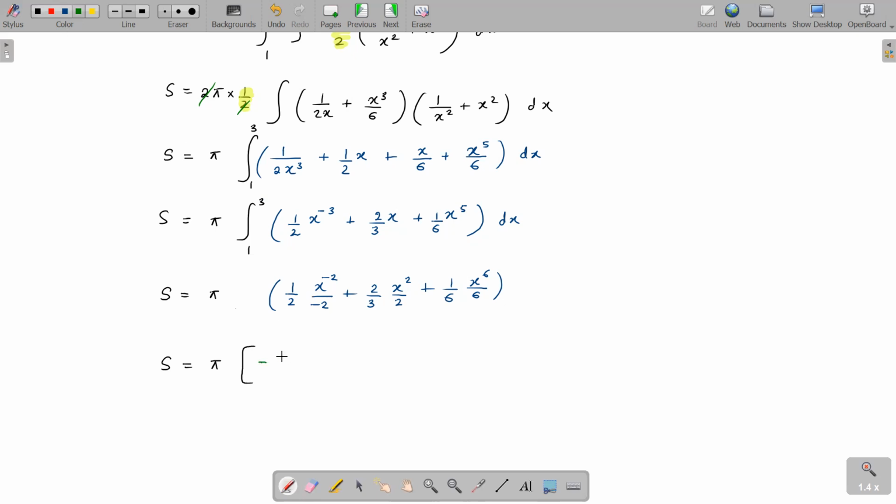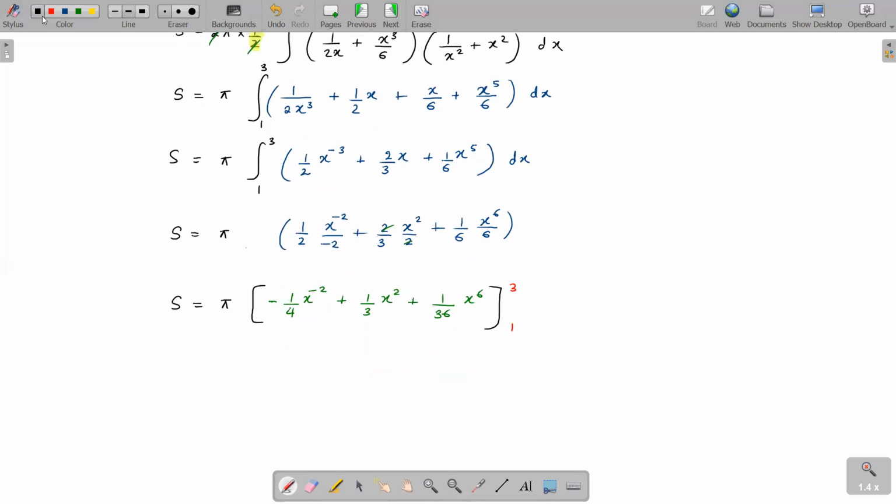So I get here minus 1 over 4 x to the power minus 2. Here the 2 cancels, 1 over 3 x square. Here 6 and 6 multiplies, 1 over 36 x to the power 6. Your limits are from 1 to 3. Then let's input the answers here.